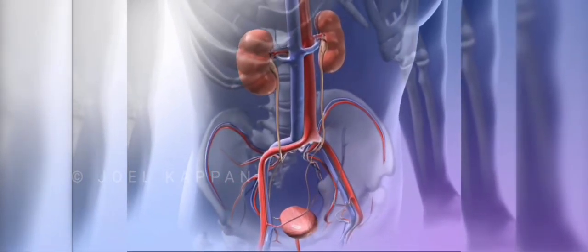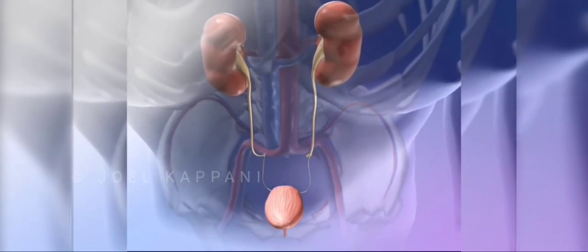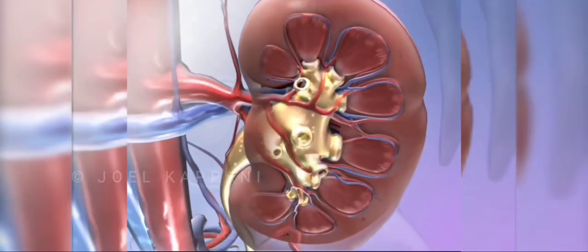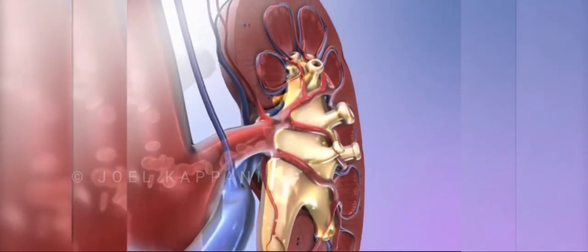Filtration, reabsorption, secretions. The body maintains water homeostasis remarkably well. The kidneys play a major role in regulating the fluid volume and concentration by carrying out three processes. Urine formation begins with the first process, glomerular filtration.